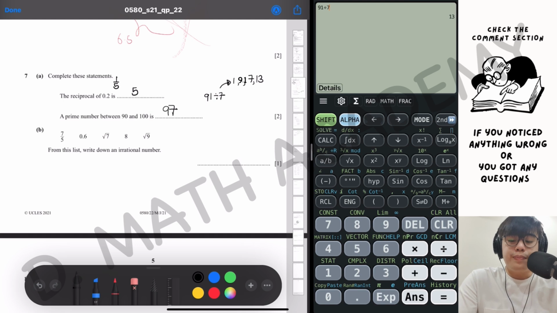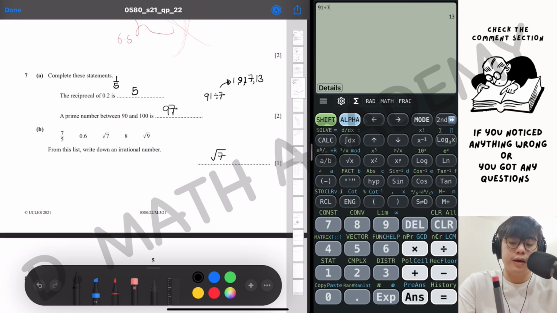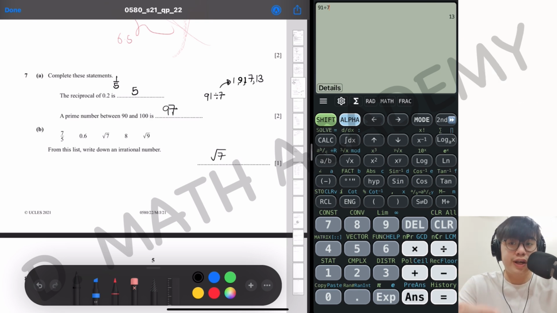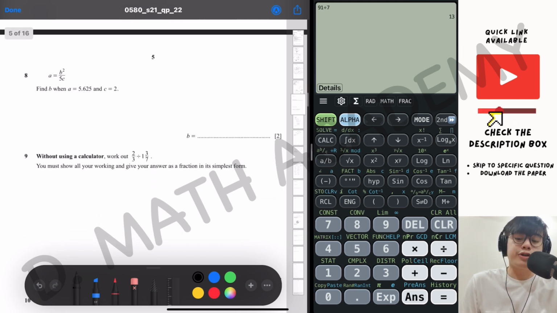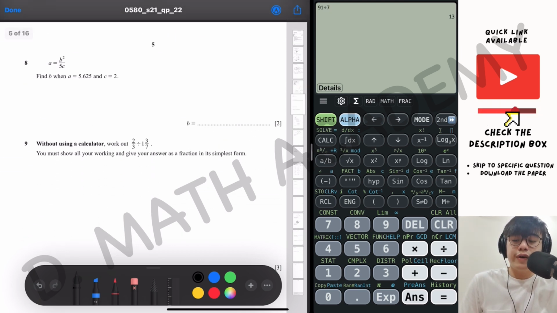Moving on to part B here, they are looking for irrational numbers. So clearly the result of this will be square root 7. Reason being is that square root 7 is the only one that cannot be written as whole numbers or fraction here. So that's how you identify whether it is irrational numbers or not. Moving on, we have question 8 here.